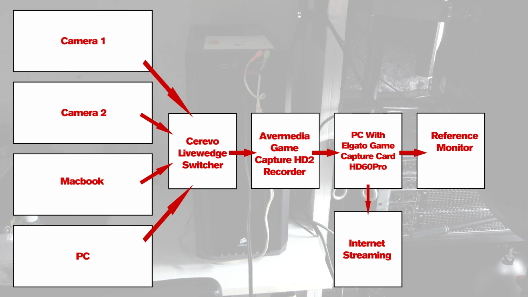I record on the recorder, and then the recorder outputs a signal to the PC, which goes into a capture card, which also outputs another signal to my reference monitor. And that's how I get to see what's on the screen. Now, it sounds really complicated, but it isn't that complicated. But it gives me that reference monitor.